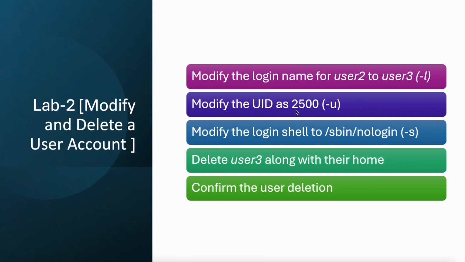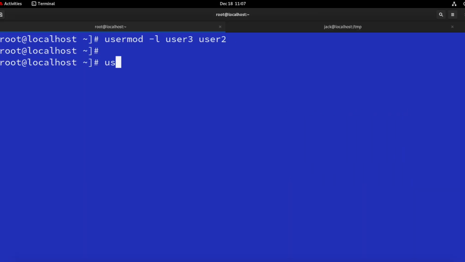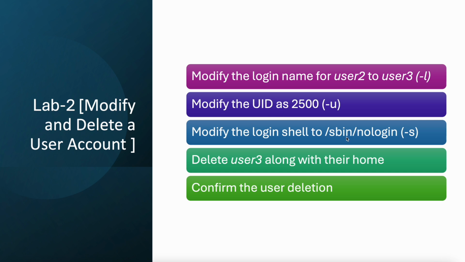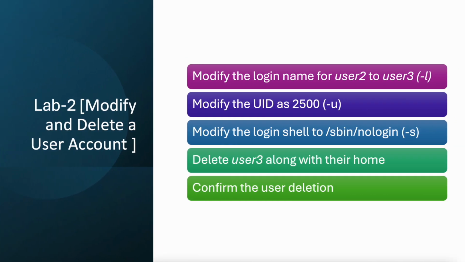Second is to assign a UID of 2500. Again, usermod -u 2500 to, now my user is user3. Then modify the login shell to /sbin/nologin. usermod -s /sbin/nologin to user3. This task is also done.